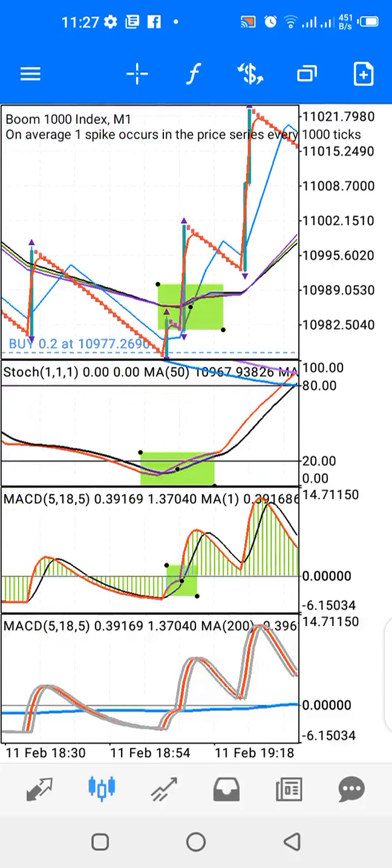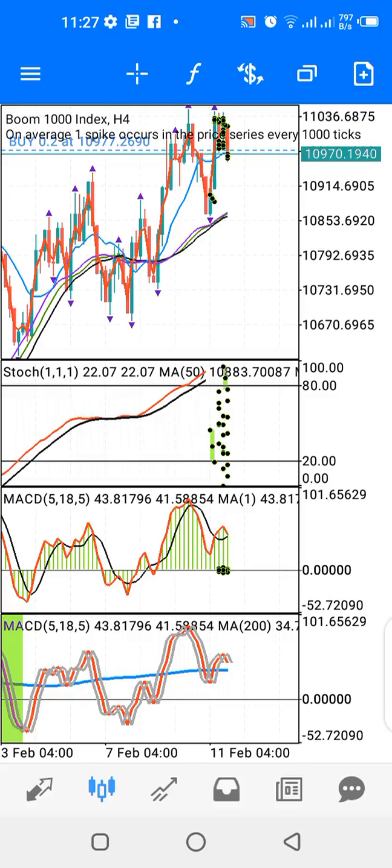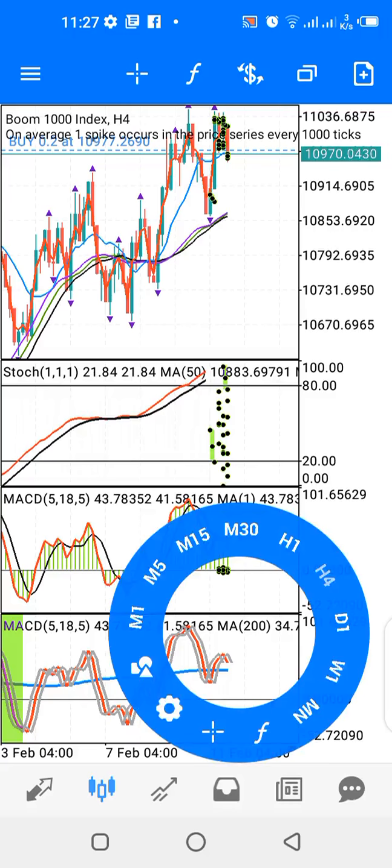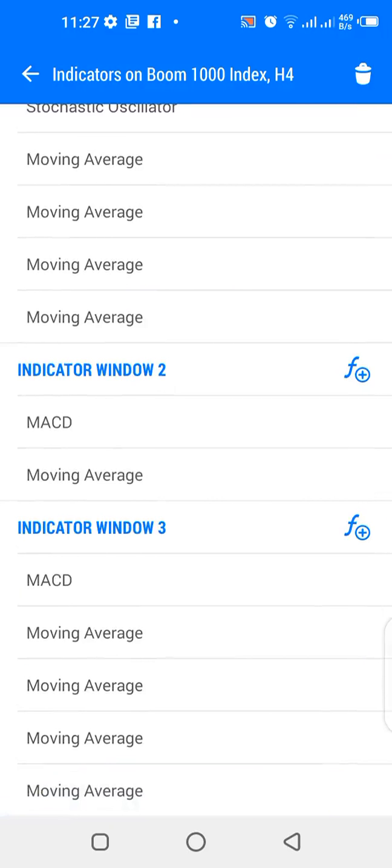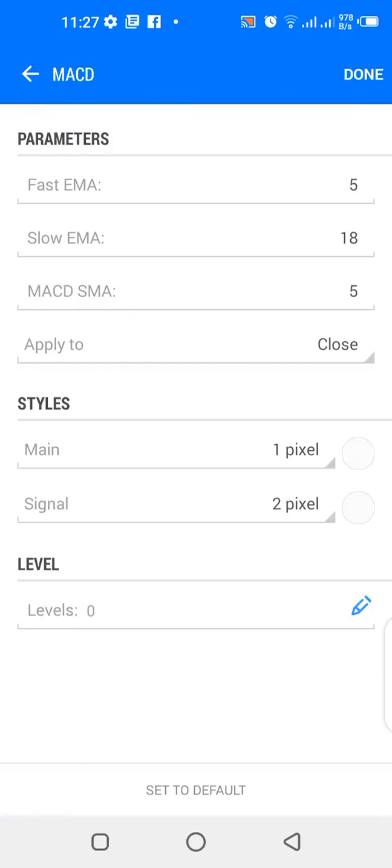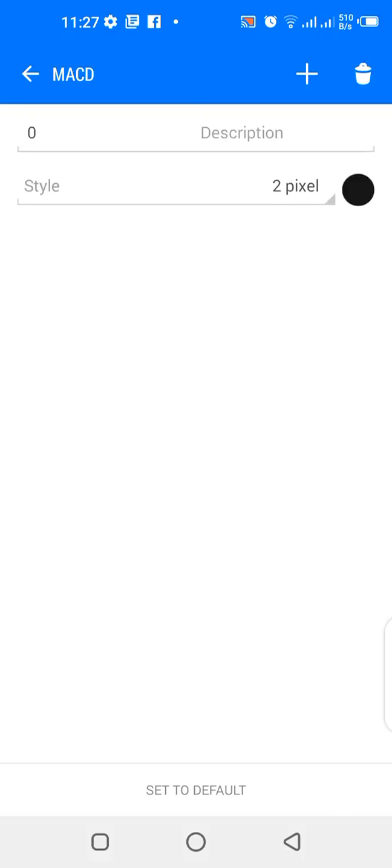Let's go to 4-hour time frame and look at the settings for indicator window 3. We have MACD. Parameters for the MACD: the fast EMA is 5, the slow EMA is 18, MACD SMA is 5, apply to close. The color of the main and the signal will match the background color of the chart. On the level, we have 0 level, color is black.